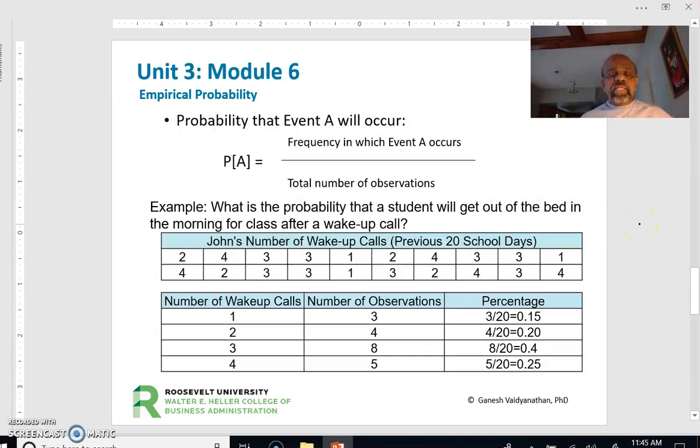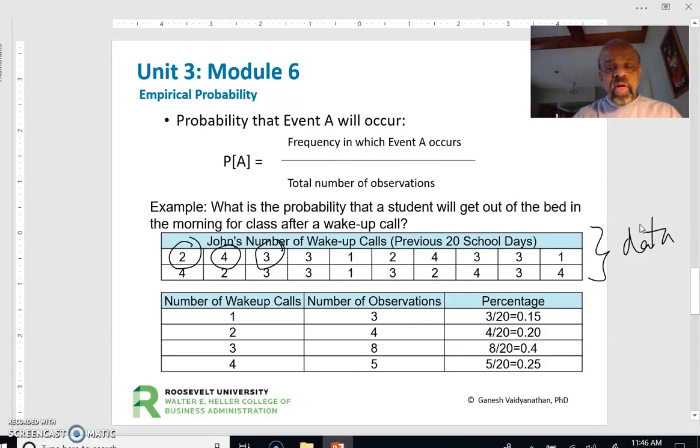How do we do that? Let's take a student, John. John needs wake-up calls. Somebody observed how many wake-up calls John needs to wake up over 20 school days. The first day he needed 2, the second day he needed 4, the third day he needed 3, and so on and so forth. They observed how many wake-up calls John needs to wake up. Okay, and this is the data.